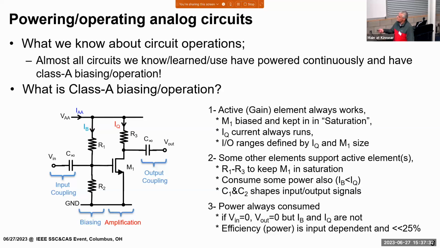And most of the time, this operation style, which is a class A operation, is not power efficient, okay? If you really analyze how much power that can deliver to the load, you end up with less than 25%, or maximum 25%, but you never reach that level. It depends on the input level and also how you bias this transistor, and you always end up with less than 10%. So 90% of the power is not used or wasted.